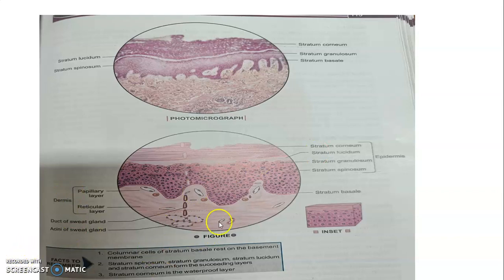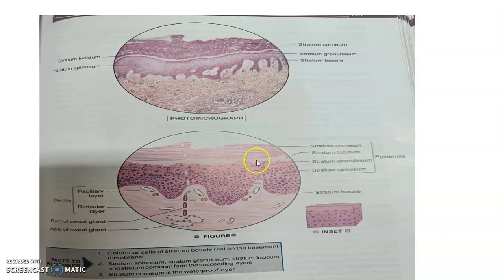Second layer is stratum spinosum. It is made of 3 to 7 layers of polygonal cells which are attached to each other by desmosomes, giving it a prickly appearance. Then stratum granulosum consists of 2 to 3 layers of diamond-shaped cells containing granules which stain deeply with basic dyes. These are keratohyalin granules. So in stratum granulosum, granules are seen.